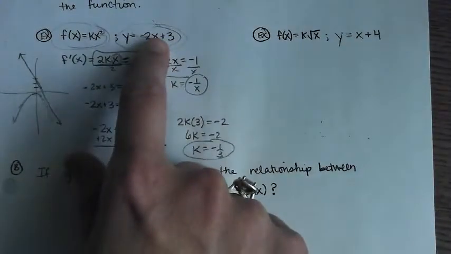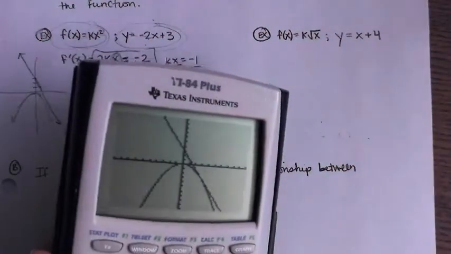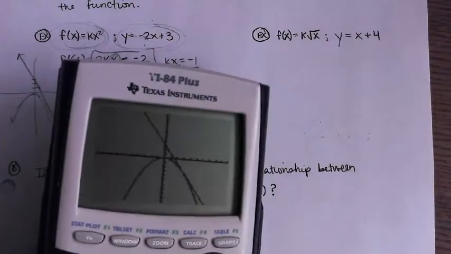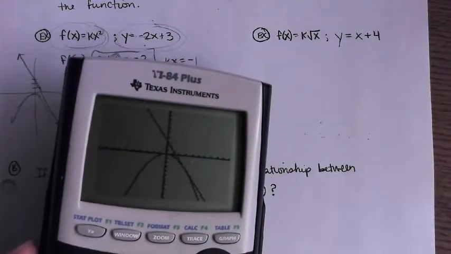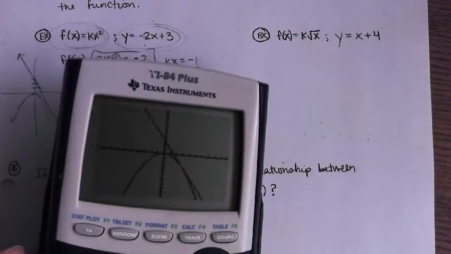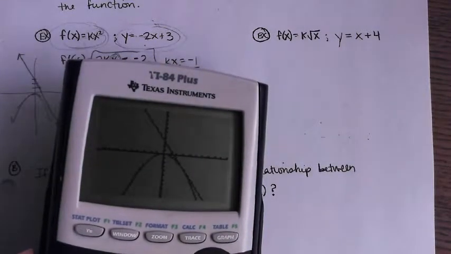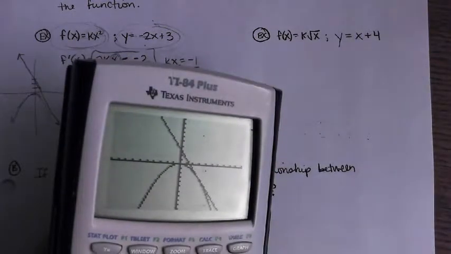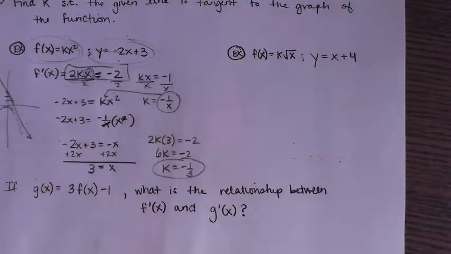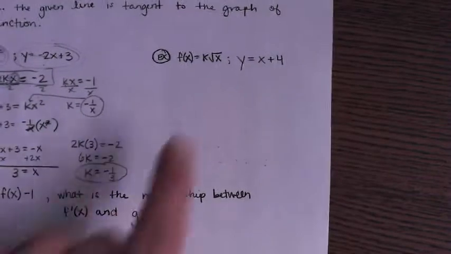3 comma negative 6, but 3 negative 3 is the point where they're intersecting, if it ever asked you for the point of tangency. Okay? Questions on that? No. Okay. So let's try this one then.